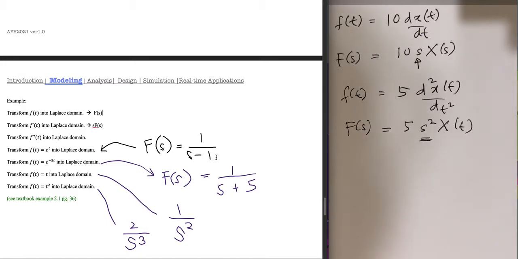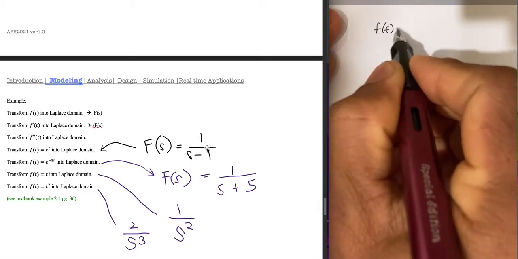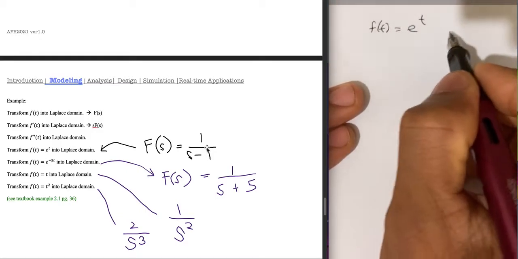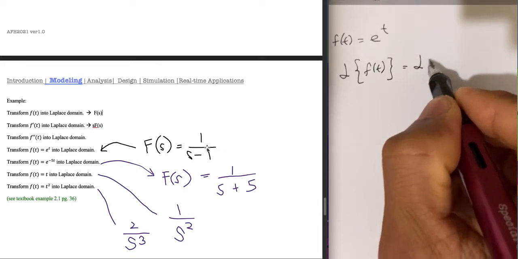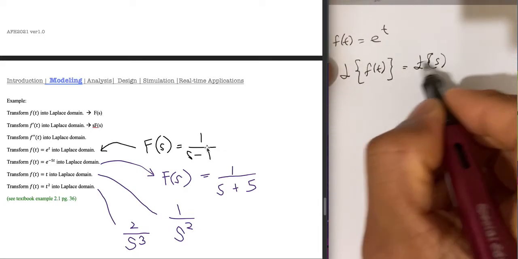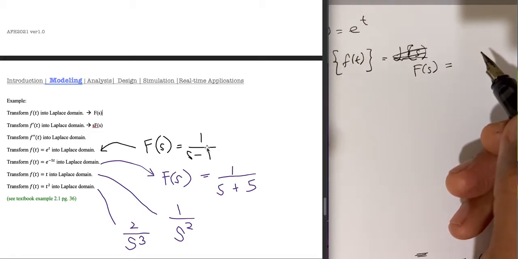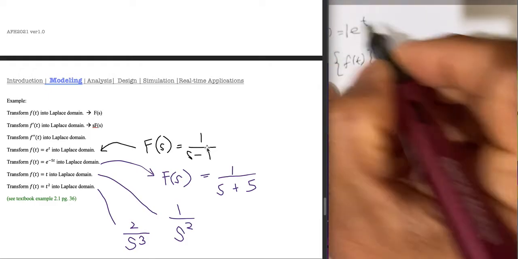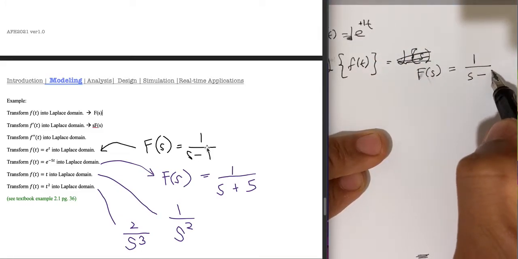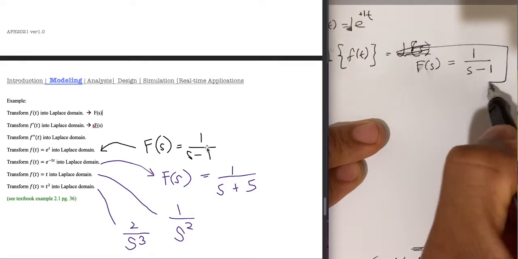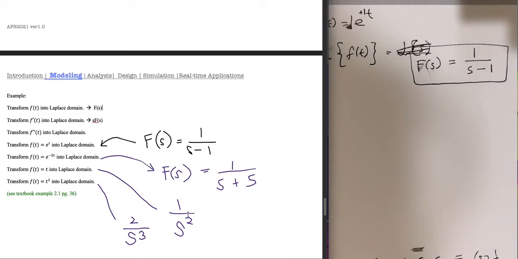We can have this one, as I think I didn't mention it earlier, f of t equal to e to the t. Then we transform that Laplace, F of s equal to 1 over s, because this is positive 1, right? So s to the minus 1. So same things here. You got this, all right?